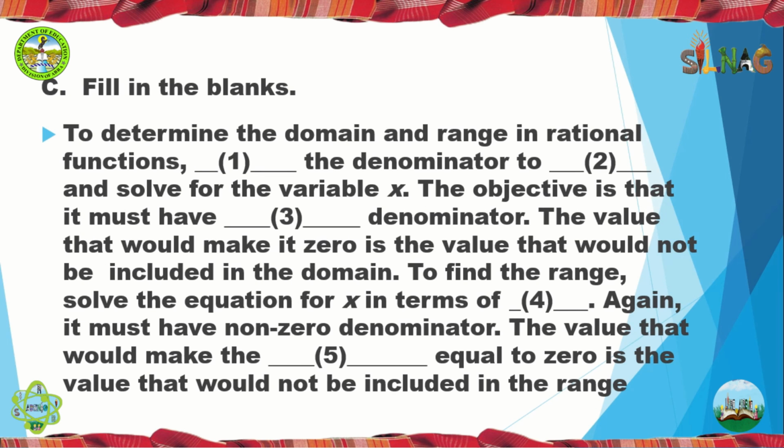Next, letter C. Fill in the blanks. To determine the domain and range in rational functions, blank the denominator to blank and solve for the variable x. The objective is that it must have blank denominator. The value that would make it 0 is the value that would not be included in the domain. To find the range, solve the equation for x in terms of blank. Again, it must have non-zero denominator. The value that would make the blank equal to 0 is the value that would not be included in the range.